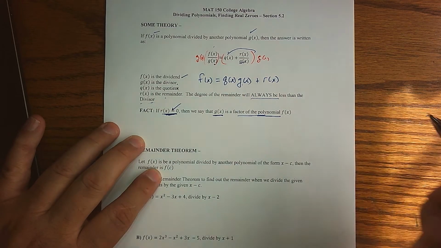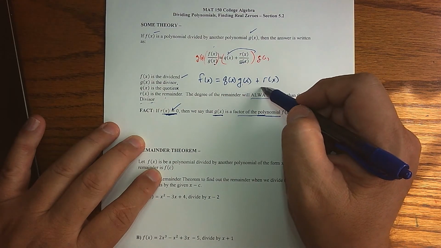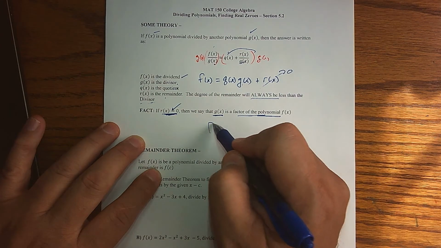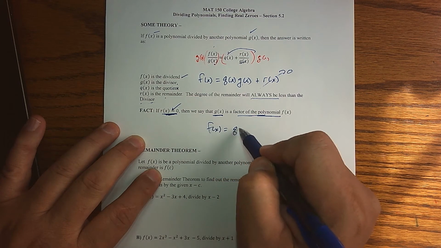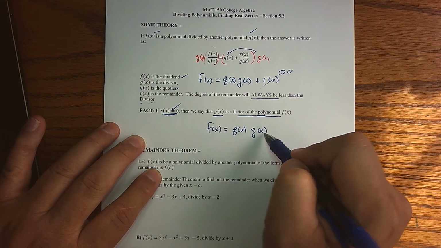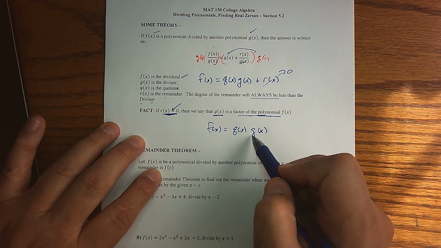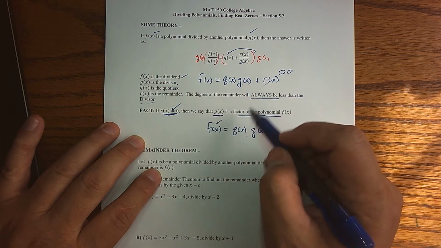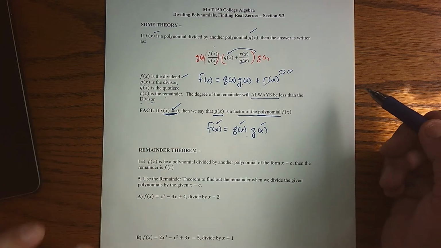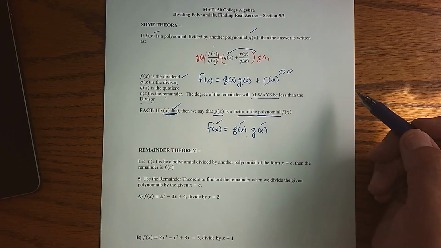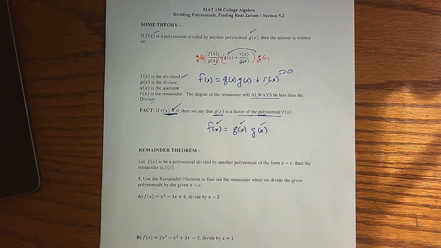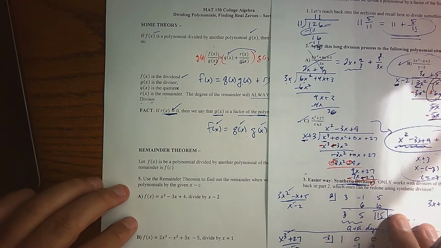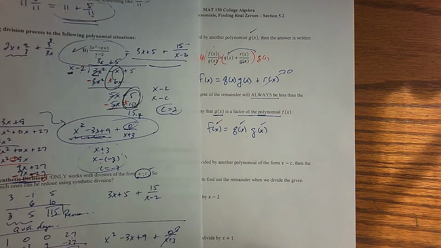But if my remainder is equal to 0, this piece is 0, that means that my f of x is q of x times g of x. And that's what it meant to factor all along: we're taking a polynomial and breaking it up into a product of two other polynomials. So again, case in point, let's go back to one that we did a little bit earlier.